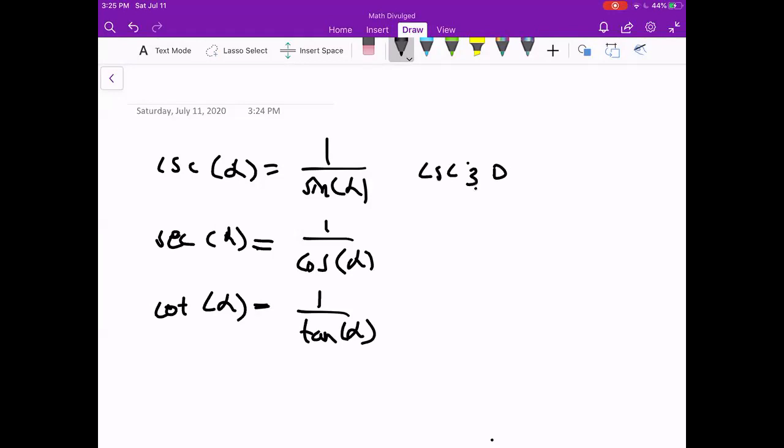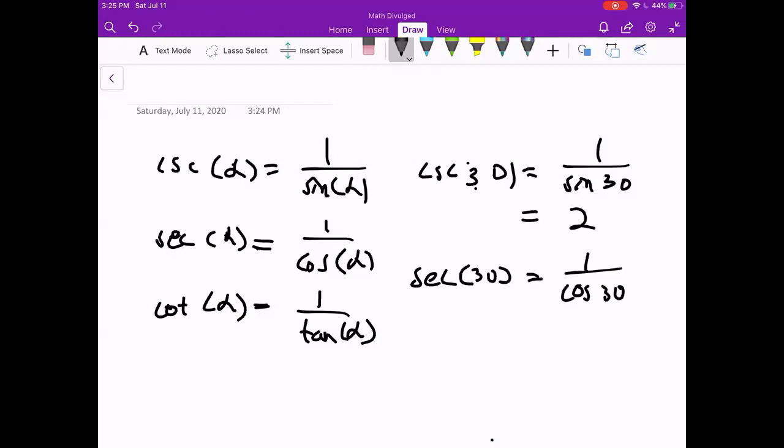Cosecant of 30 degrees is equal to 1 over sine of 30 degrees. However, sine of 30 degrees is just 1/2. So cosecant of 30 degrees is equal to 2. Similarly, if we have secant of 30 degrees, this is equal to 1 over cosine of 30 degrees, which is 1 over root 3 over 2, which is 2 over root 3. And finally, we have cotangent of 30 degrees. This is equal to 1 over tangent, and the tangent was 1 over root 3. So the cotangent of 30 degrees is just root 3.